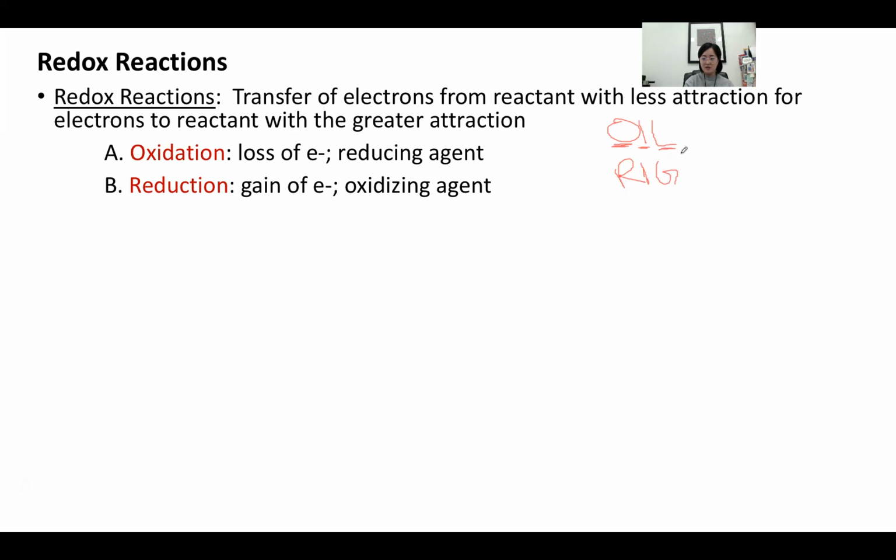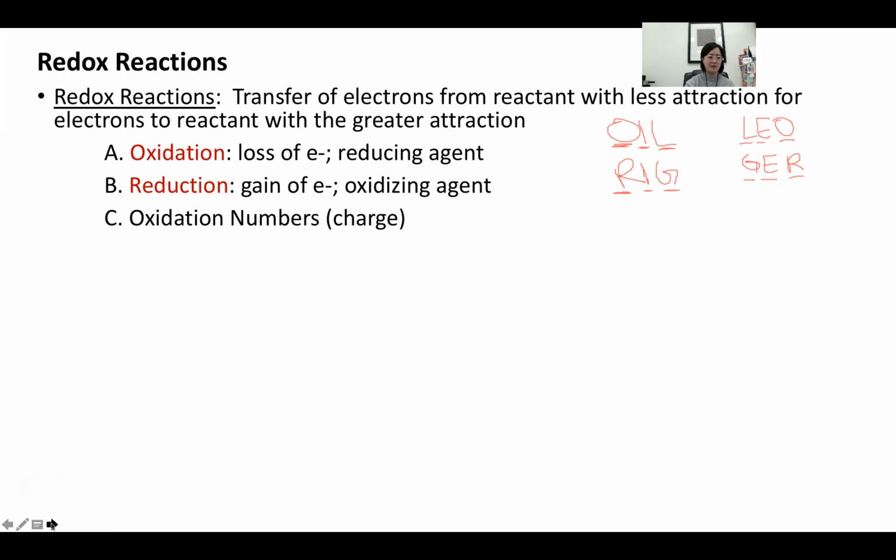Oxidation is the loss of electrons. Reduction is the gain of electrons. Or LEO the lion goes GER. Right? The loss of electrons is oxidation, and the gain of electrons is reduction. Whatever suits your fancy.